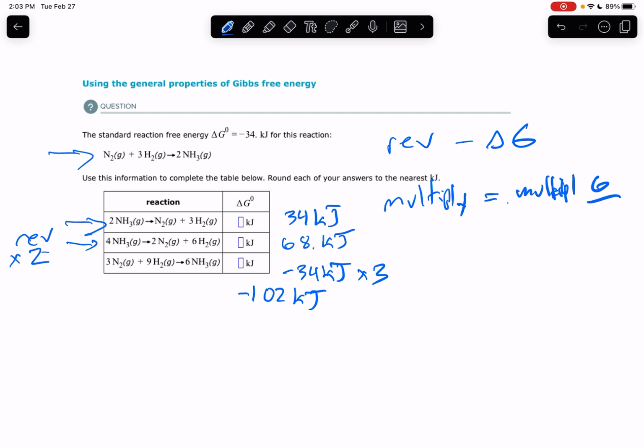Pretty straightforward. It's a little different than when we look at things farther ahead with equilibrium and how we manipulate equations. Here, it's kind of like Hess's law if you think about it. Hopefully this has been helpful.